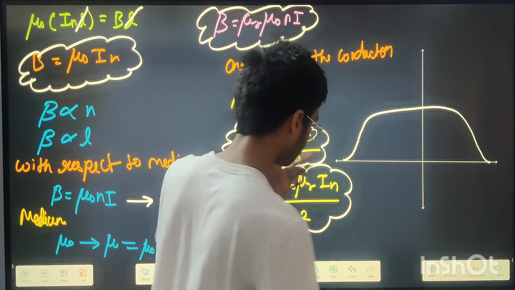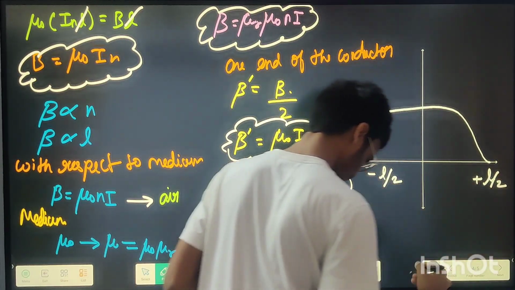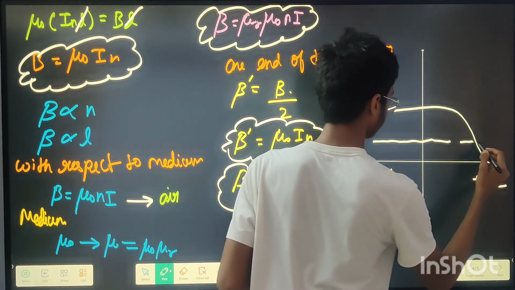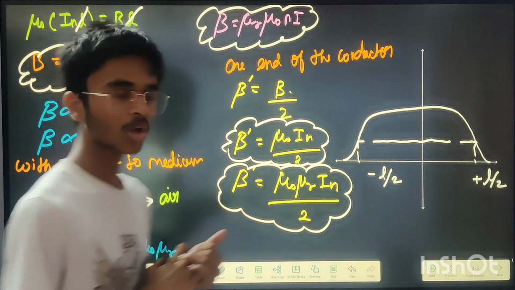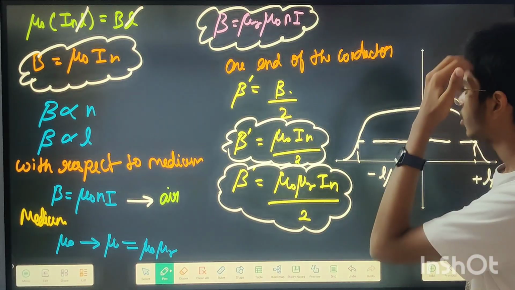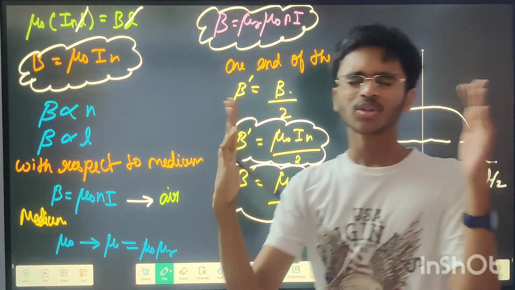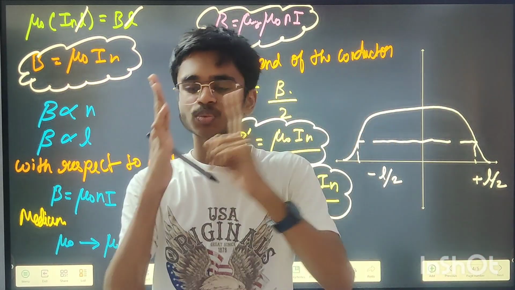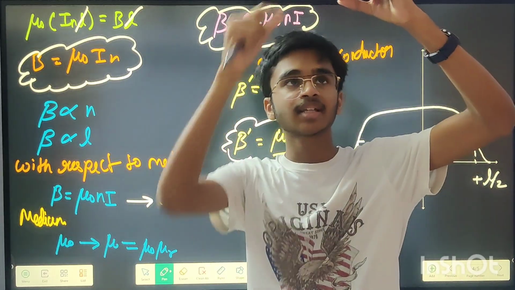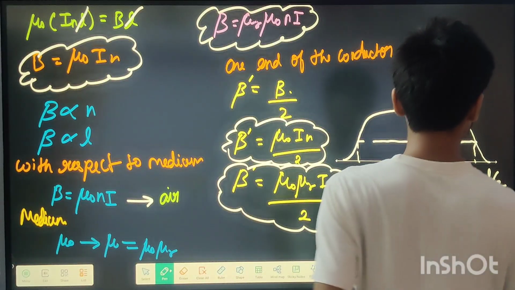Here this is minus L by 2 and this is plus L by 2. So this is one end of the conductor, and this is the other end. Actually, not the conductor, the solenoid. If this is the starting of the solenoid, here the magnetic field will be very less. Exactly at the center of the solenoid, it will be very high. Then again at the other end, it will be very less.